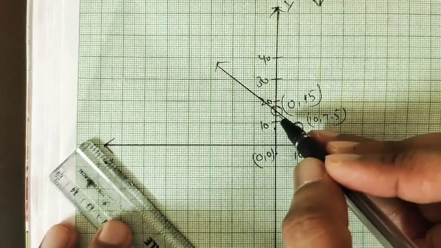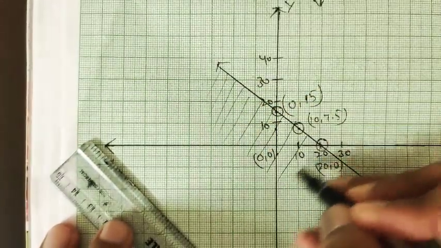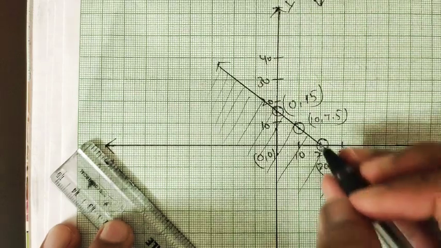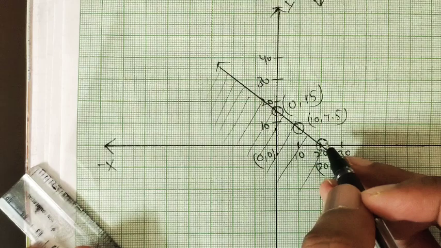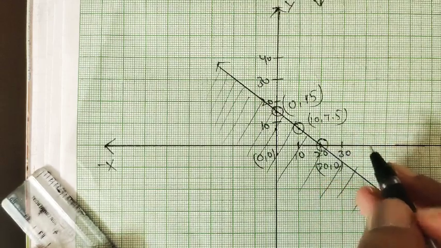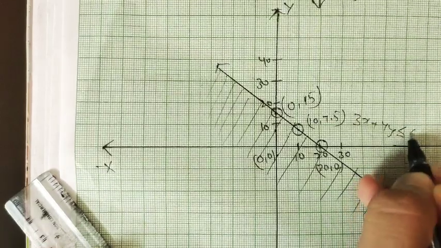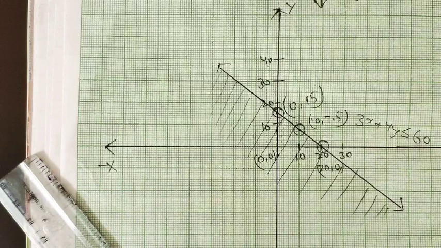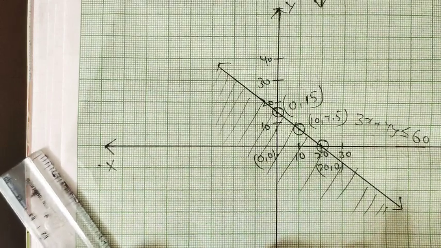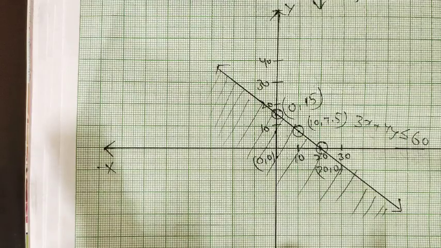So the condition is true, so the below portion we have to take, right? So the equation is 3x plus 4y is less than or equal to 60. Just write this equation over this line here. 3x plus 4y is less than or equal to 60. Next equation is x plus 3y is less than or equal to 30.